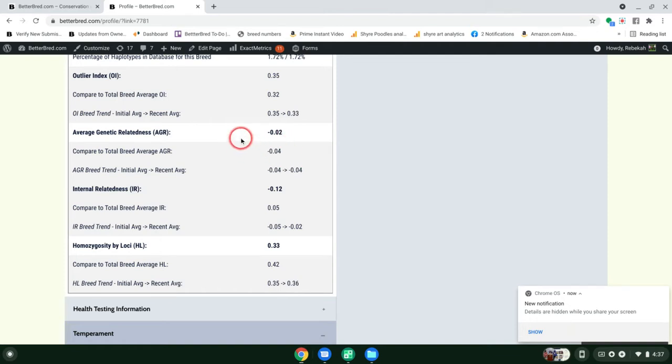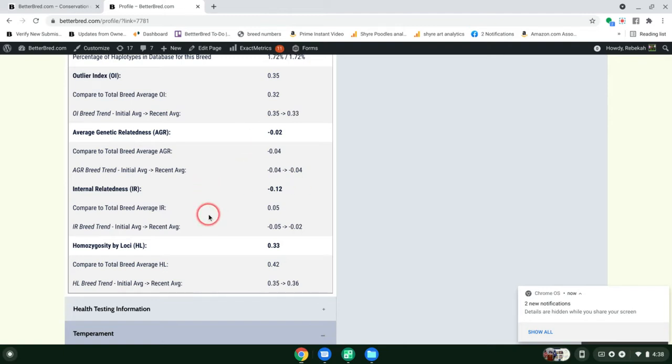And this could be because the breeder may have tested more of her own dogs in the data. So more of her dogs are in our database than other breeders. So of course it's going to be more related to other dogs in the database because there's more dogs tested. So usually outlier index and average genetic relatedness are inversely proportional, with the exception of when a breeder has several of their dogs in our database, and then it will be more related, obviously.